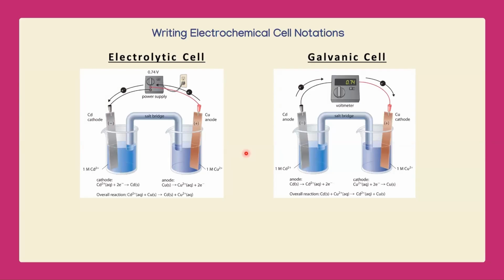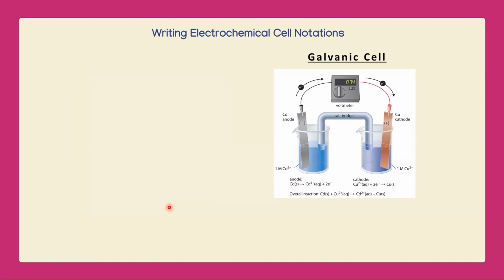So now we will be practicing how to write electrochemical cell notations. I just included the electrolytic cell here in order for us to clearly understand how to write the anode and cathode part of the cell notations. So we have our galvanic cell here. We could see that the electrons are flowing from the cadmium metal. Therefore, it is our anode.